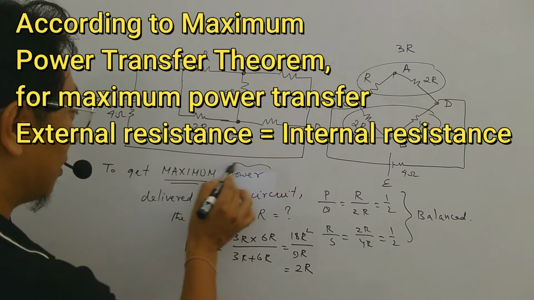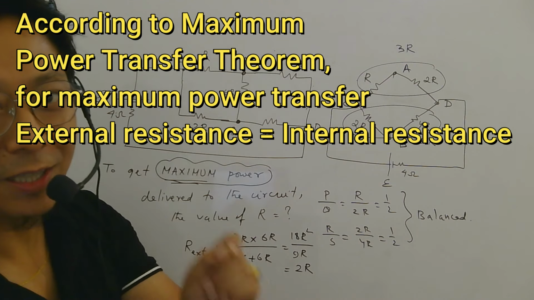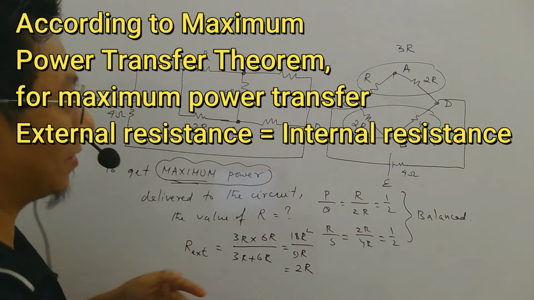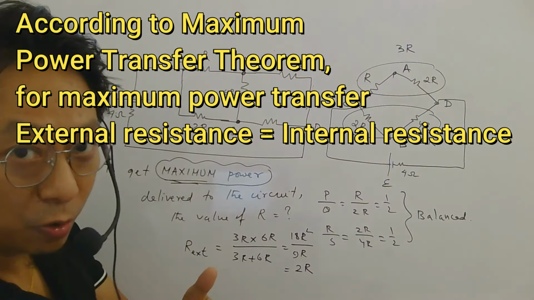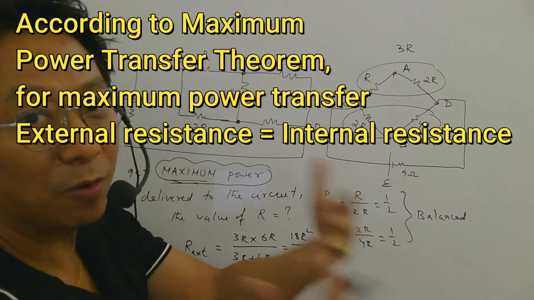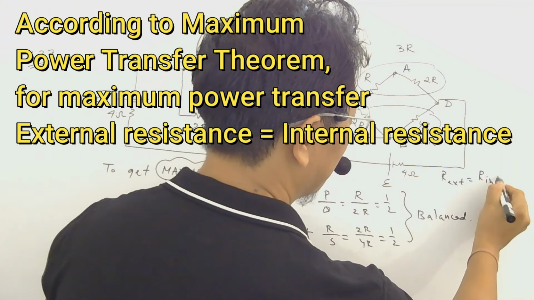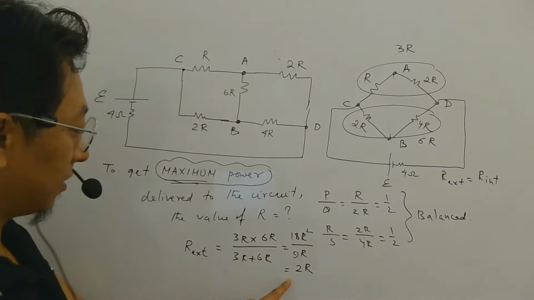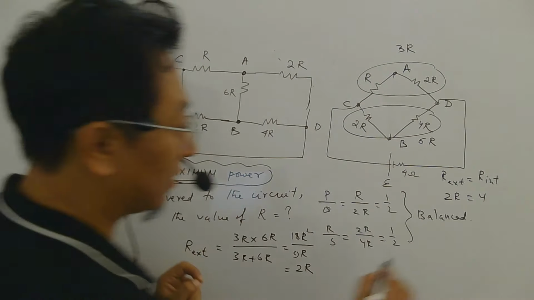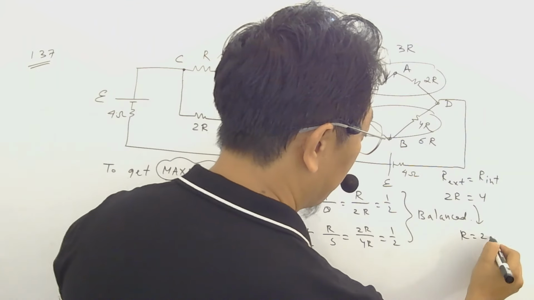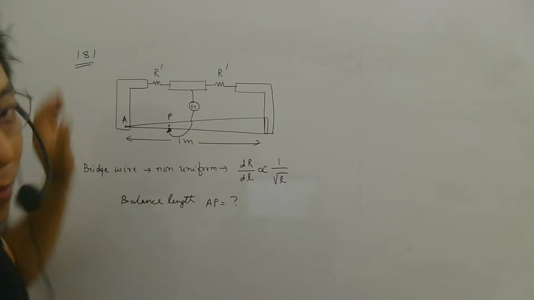Now, because they told maximum power should be transferred, we will use the maximum power transfer theorem. The theorem says that for maximum power to be transferred, external resistance should be equal to internal resistance. Here what is external resistance? 2R. Internal resistance is given as 4 ohm for the battery. So from here capital R will be 2 ohm, right? That is the answer.